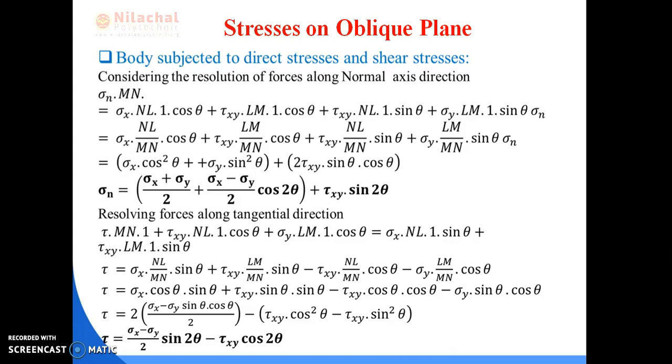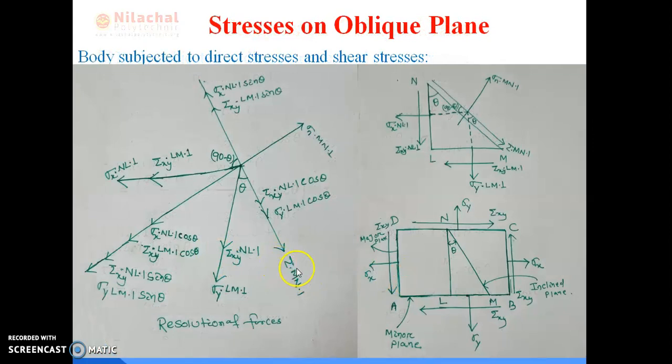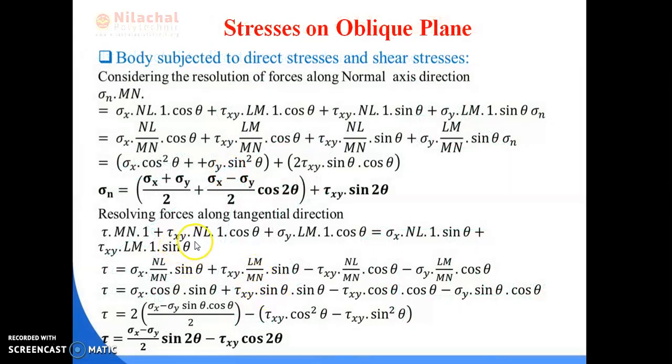Go for the calculation of tangential stresses. So tangential stress will be obtained by resolution of the forces along the tangential direction. We are getting tau mn into 1 plus tau xy NL into 1 cos theta plus sigma y LM into 1 cos theta is equal to sigma x NL into 1 sin theta plus tau xy LM into 1 sin theta. So already we have discussed that the sum of these three forces will be equal to the sum of two forces. So that is what I have written here.